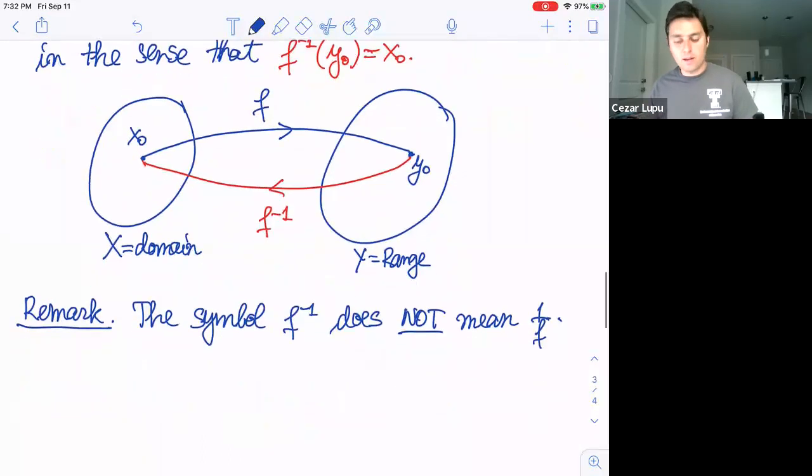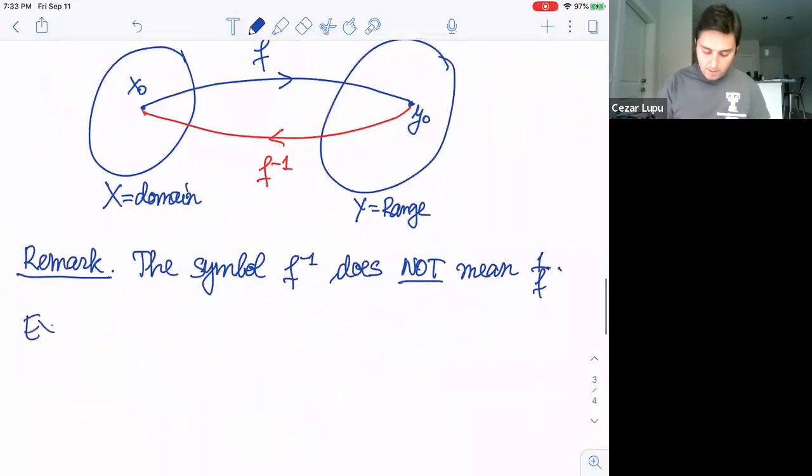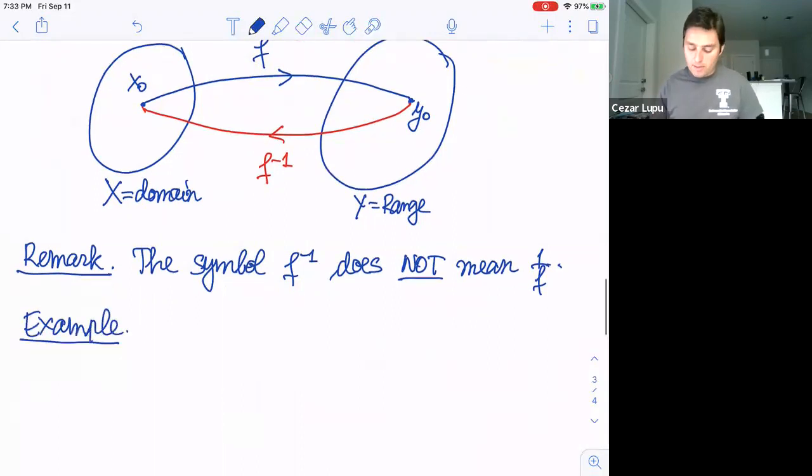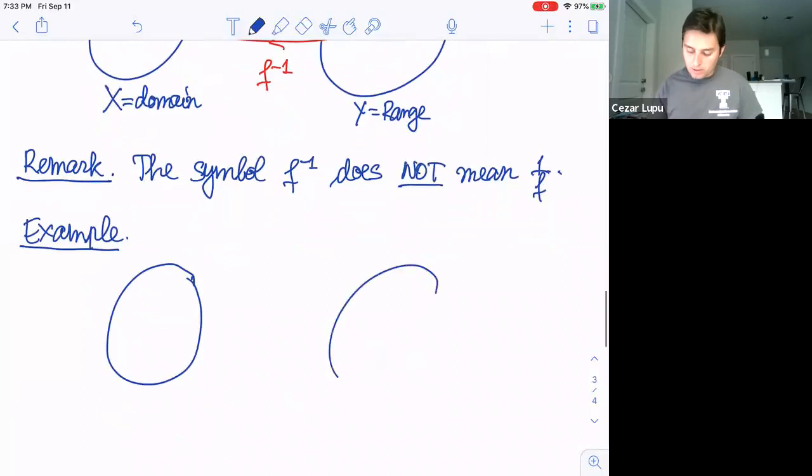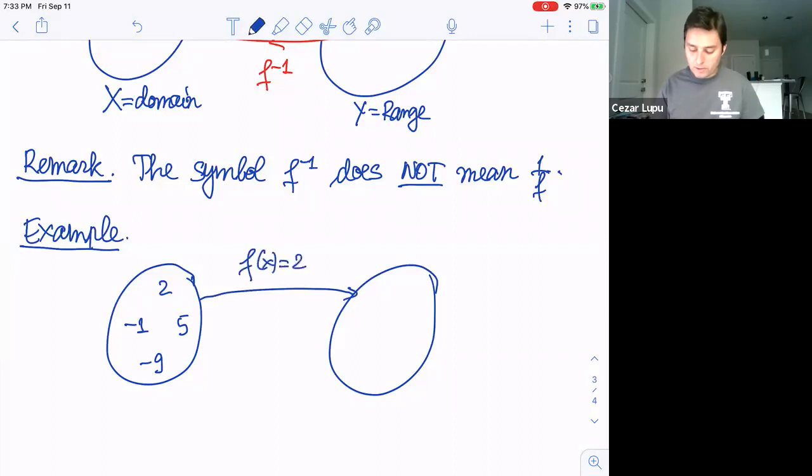And let me give you an example. Again, let's do an example so that things will be even clearer. And let me draw a picture first. Let me look at this domain, and let me look at this range here. And now let me put some numbers here. 2, -1, 5, -9, right? And let me consider that these numbers are sent to the range through this function, f of x equals 2x. So basically, we take elements from the domain. So here's the domain.